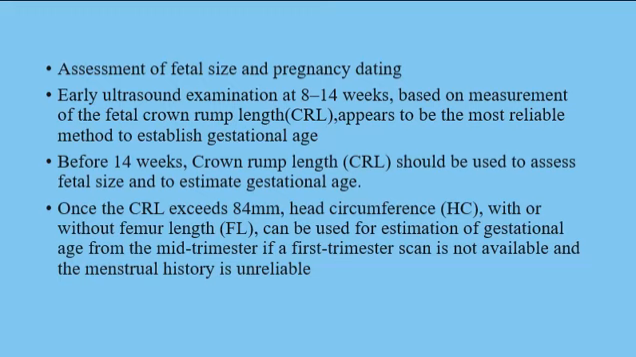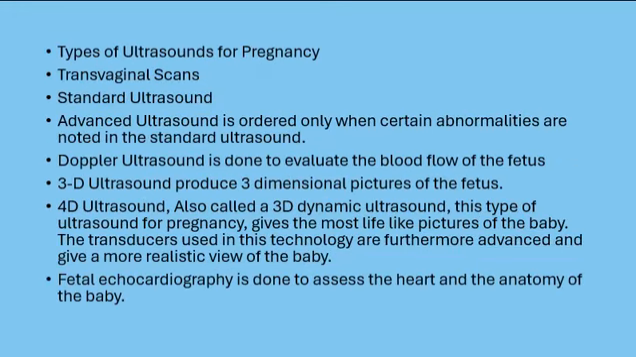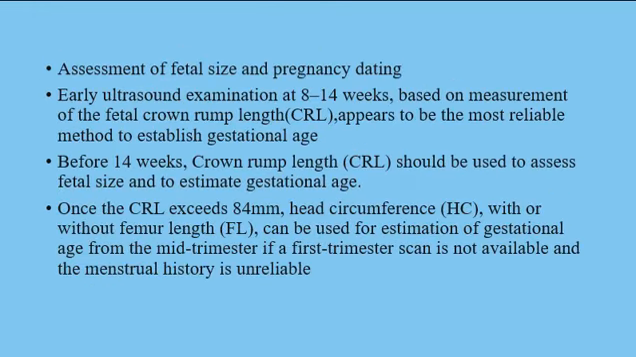Once the CRL exceeds 84 mm, head circumference, HC, with or without femur length, FL, can be used for estimation of gestational age from the mid-trimester if a first trimester scan is not available and the menstrual history is unreliable. Standard fetal biometry: sonographic measurements of A, head circumference, HC, B, abdominal circumference, AC, and C, femur length, FL.